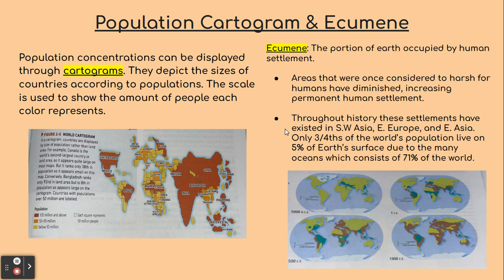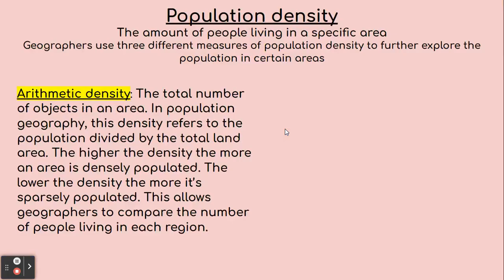Areas that were once considered too harsh for humans have diminished, increasing permanent human settlement. Throughout history, these settlements have existed in Southwest Asia, Eastern Europe, and Eastern Asia. Only three-fourths of the world's population live on 5% of Earth's surface due to many oceans, which consist of 71% of the world. In these maps, you can see the evolution of human settlement increasing as time goes by.